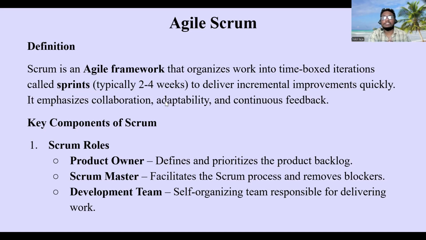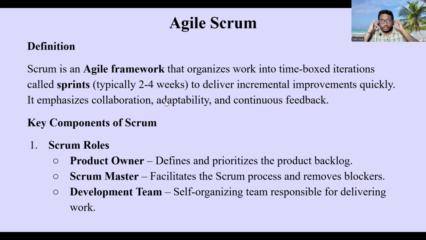It emphasizes collaboration, adaptability, and continuous feedback. As I said before, it emphasizes collaboration, like going to the customers or the client, showing them the demo, taking continuous feedback from them and making adaptable changes in the next sprint so that we can make better software. So that is the Agile Scrum definition.